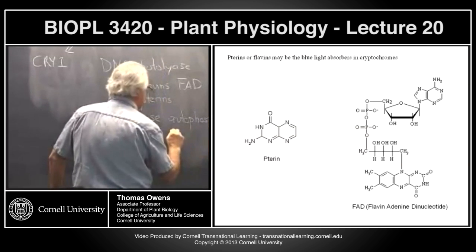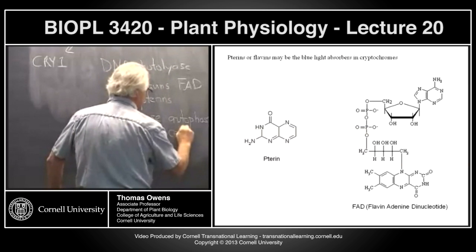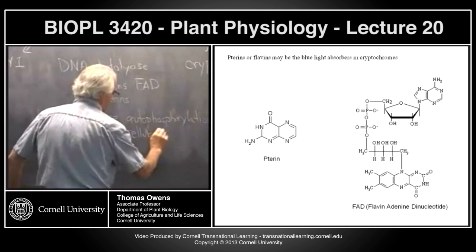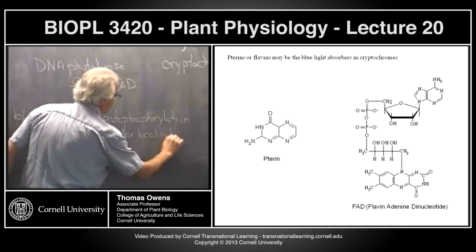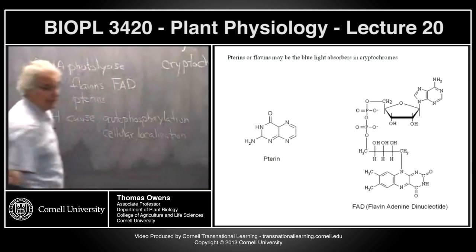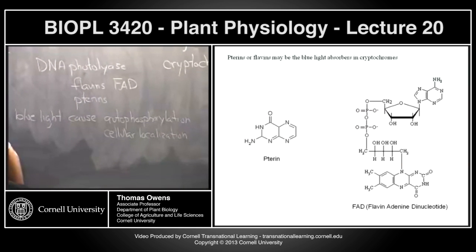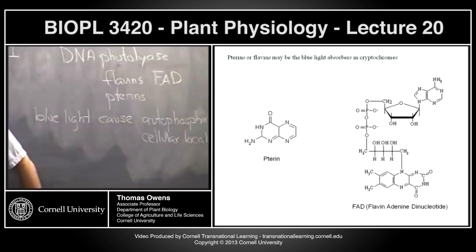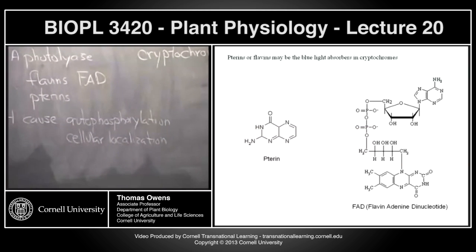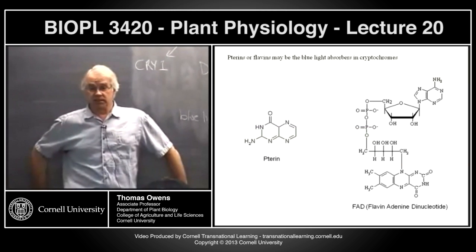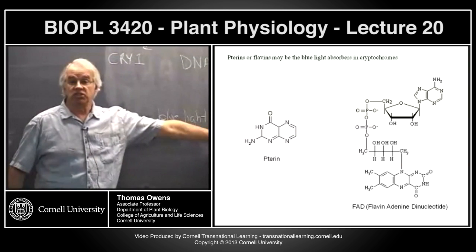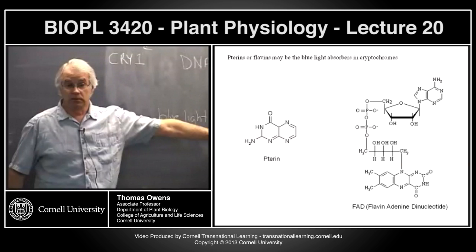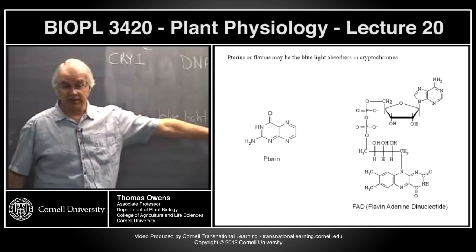And it also causes changes in cellular localization. But again, that's pretty much where our understanding of what's going on with Cry1 mutants stops. There's a few more details in the signal transduction pathways, but how these contribute to changes in membrane potential that lead to changes in stem elongation are not really known.